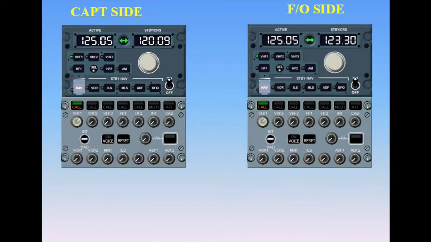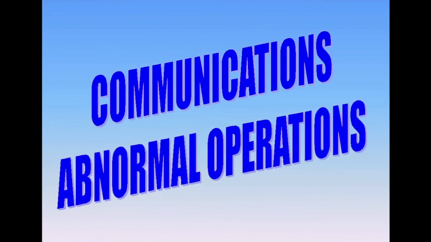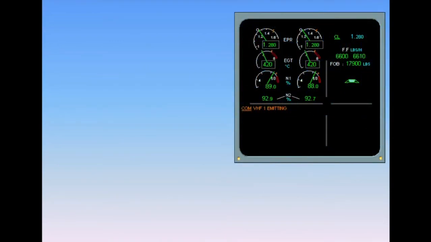Airborne operations are identical. The SOP is to use COM-1 for all ATC communication. COM-2 may be used for ATIS or for ramp communications. In the case of a hot mic, note that there is an ECAM message, but there are no ECAM actions, and no system page is displayed.